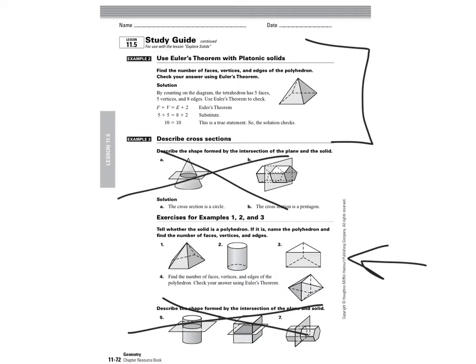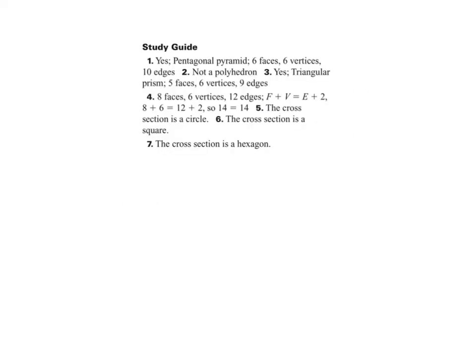So that's what you need to take away from 11.5: be able to name the solid and then count edges, faces, and vertices. And then apply Euler's theorem. The answers are on the last page.